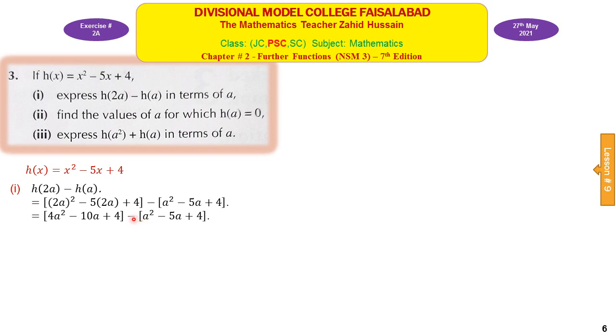Remove this bracket because there is negative sign before the bracket. So sign of each term within the bracket will be changed. Now 4a square minus a square is 3a square, plus 4 will be cancelled with minus 4. So our final answer will be 3a square minus 5a.